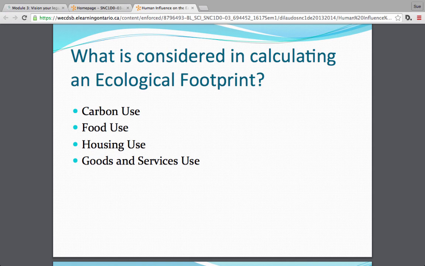And also it's going to look at our spending patterns, our goods and services use. Are we people who only replace things when they need to be replaced, or are we a population who goes for the luxury goods and whatever the latest gadget is, we have to have it?